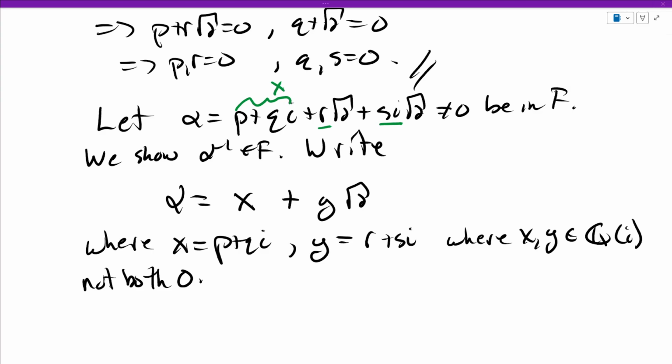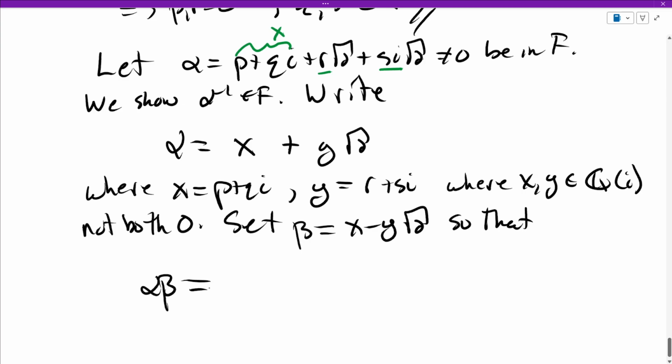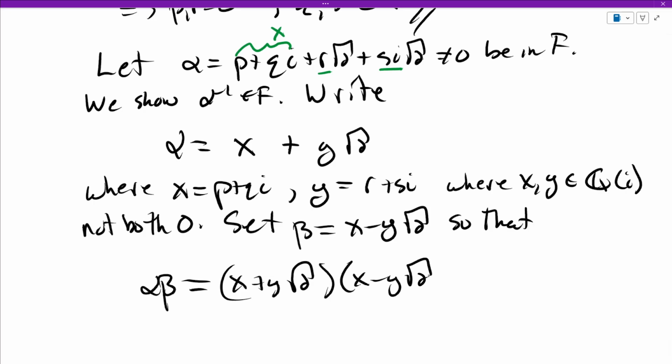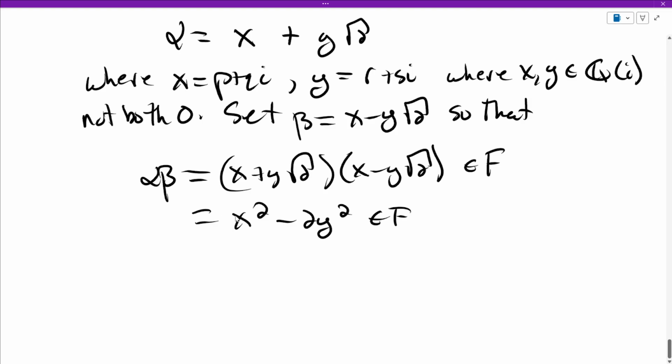We are now going to look at beta, and we're going to set beta to be x minus y root 2, so that alpha beta is x plus y root 2 times a conjugate expression. We saw this a little bit in chapter 1. This is still in our set F, right? Because x and y are there. If I negate y, it's still the right form. So this is x squared minus 2y squared, if you were to multiply that out. So x squared minus 2y squared is in F.